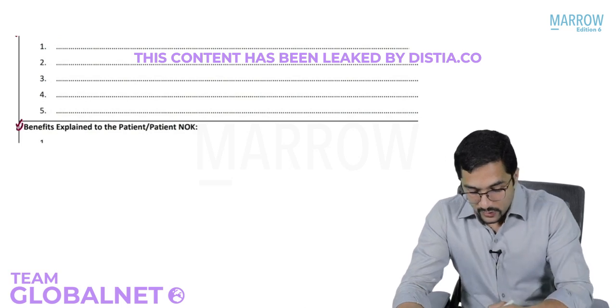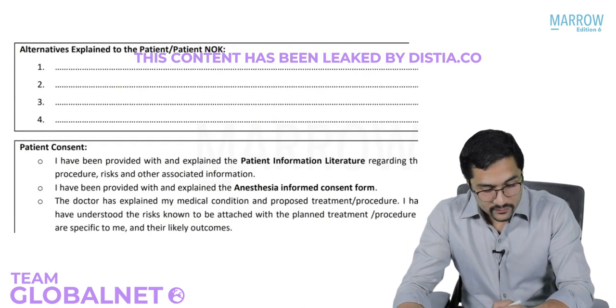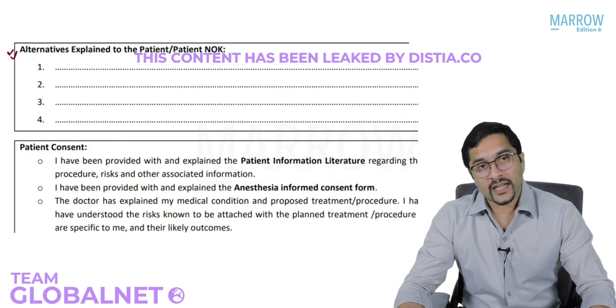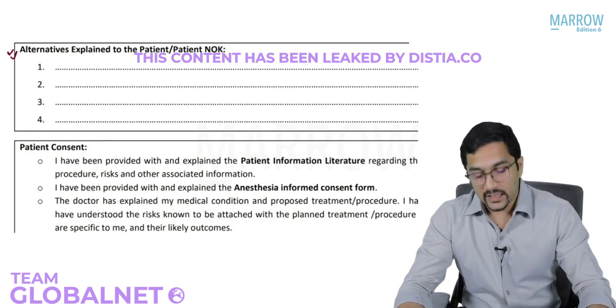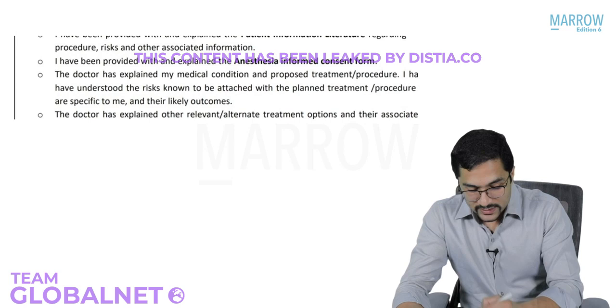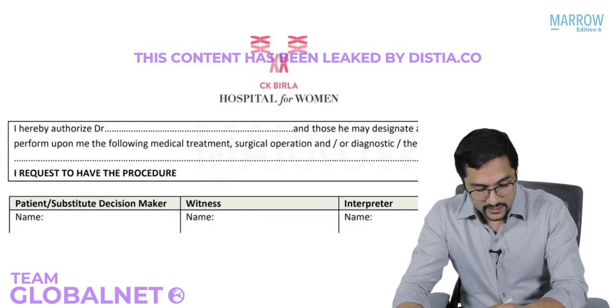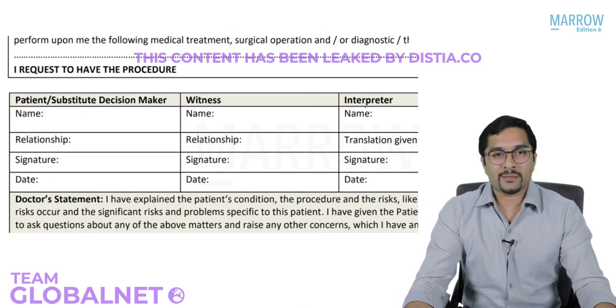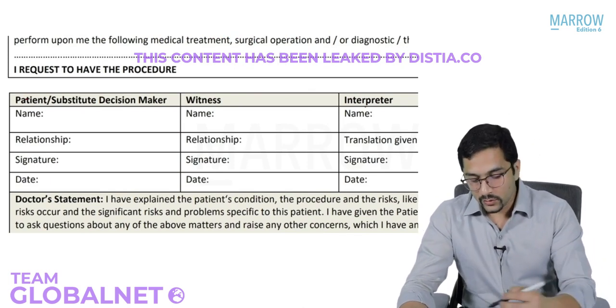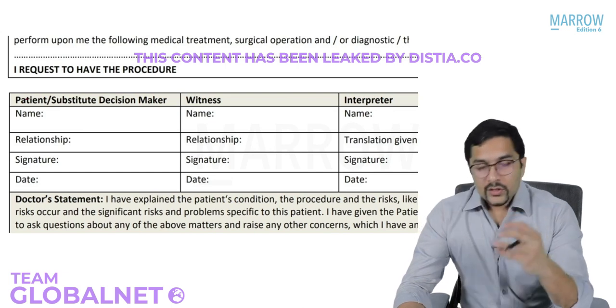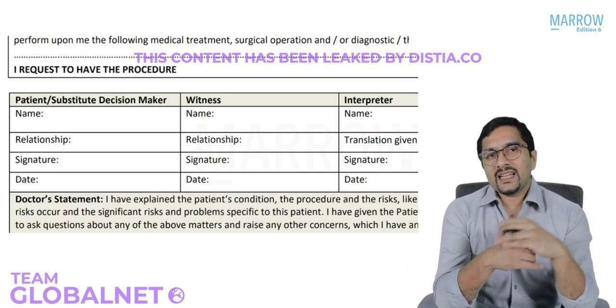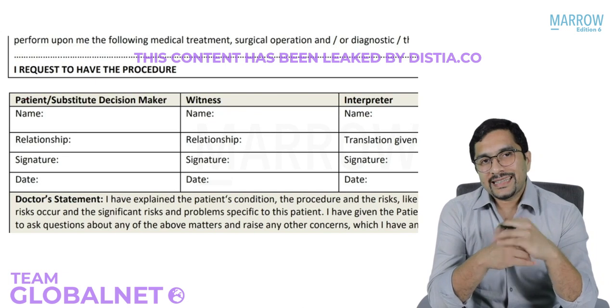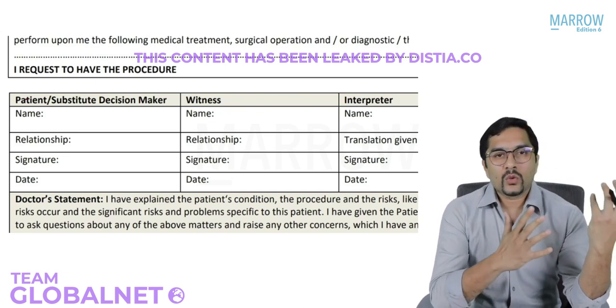Okay. We also then explain alternatives to the patient, right? So what are the alternative procedures which have been explained? And finally, the patient has to sign this consent. So you can see here that the patient has to sign, the witness has to sign, and if an interpreter is being used, the interpreter also has to sign the consent. So once the patient has signed the consent, then the patient can be shifted to the theater.